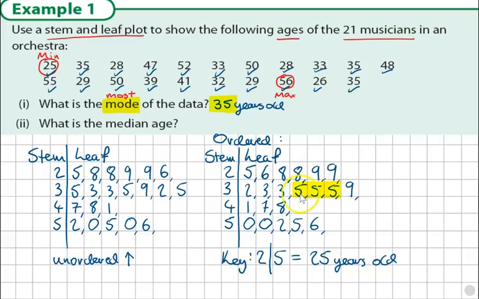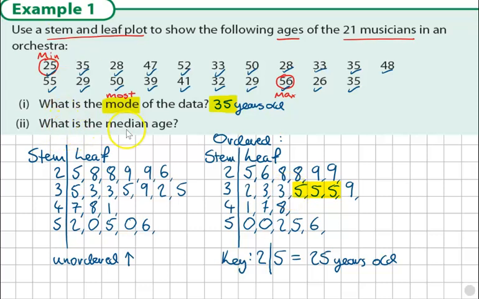Make sure you don't write down 5. That would be incorrect. There's actually no 5 on our list. If you go back to your original list, there's no single digits at all. So the smallest number again is 25. The biggest number is 56. So it would not make any sense to say 5 is the mode. It's 35 is the mode.